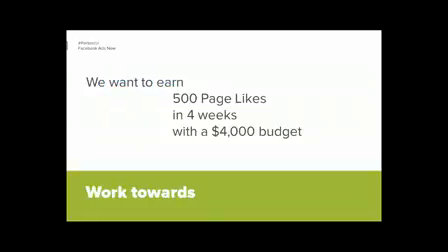So let's look at a couple examples of goals that we want to work towards when starting a Facebook ad push. So here we want to earn 500 page likes in 4 weeks with a $4,000 budget. We have our quantitative number with the 500 page likes, and we have our timeline. So we know that we have 4 weeks to achieve that quantitative number. And then finally, our parameter is a $4,000 budget. So we know what limitations we have to work within to achieve our quantitative numbers and the time frame we have to do it in. With these 3 pieces, we now have an objective to work around in designing our ad campaign.